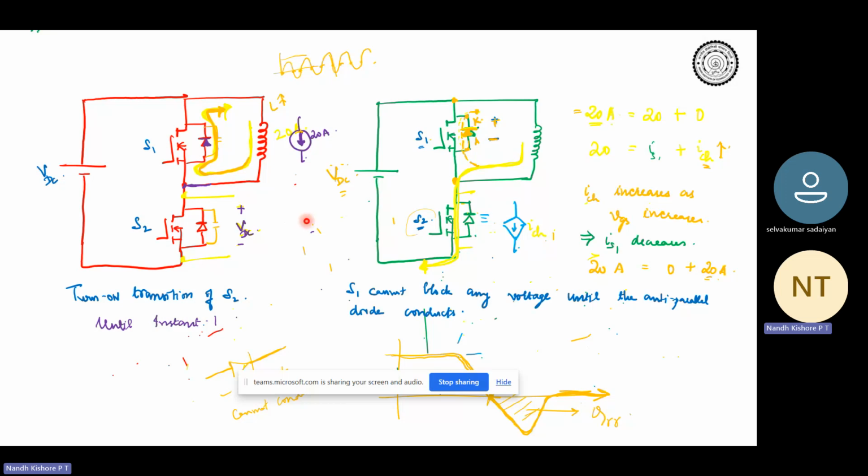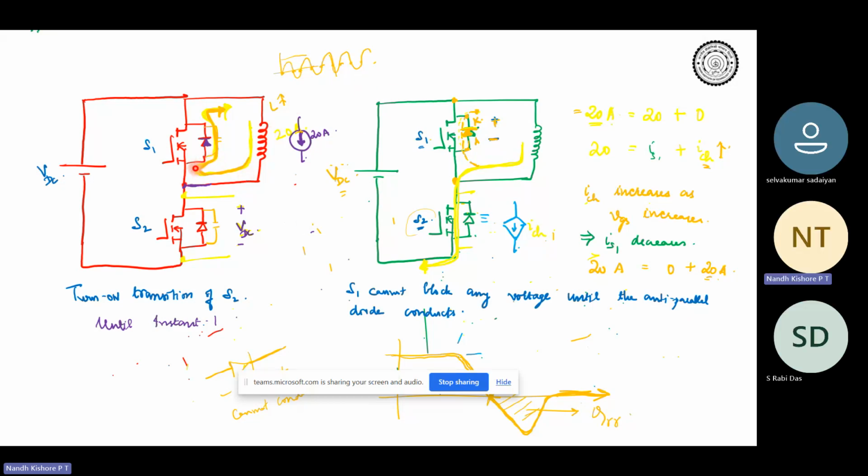So that is the point at which we saw that we have reached the load current. Now the voltage will start falling. So why didn't the voltage fall earlier? Because since this diode was conducting, you know that the diode cannot stop conducting if there is a positive voltage between cathode and anode. So until the diode stops conducting, the voltage cannot change. It's just the basics of a diode. So we saw that this is the reason. That's why S1 cannot block any voltage until the antiparallel diode conducts.